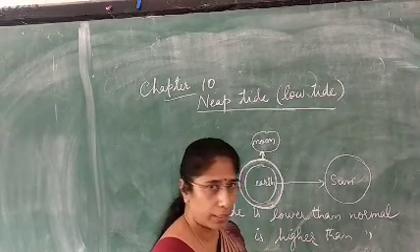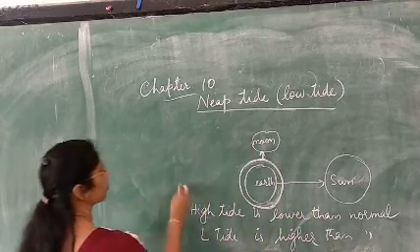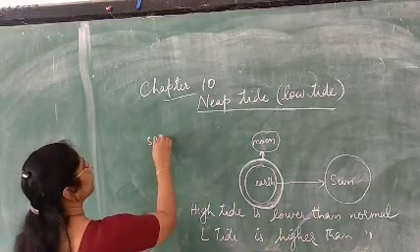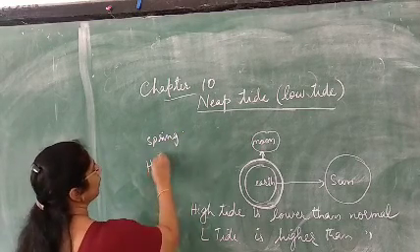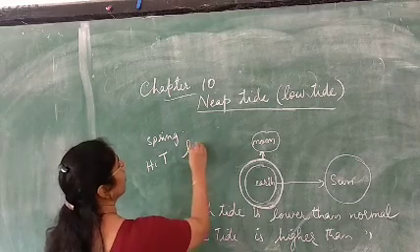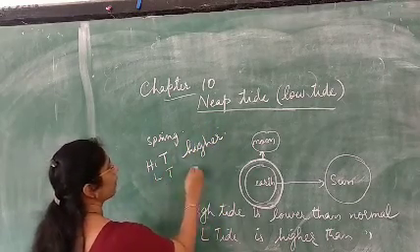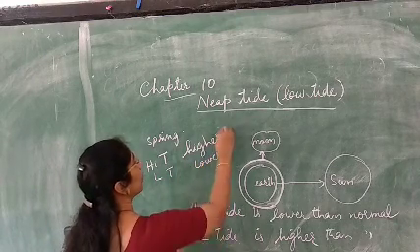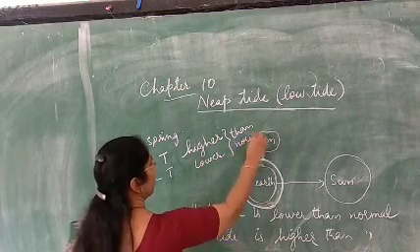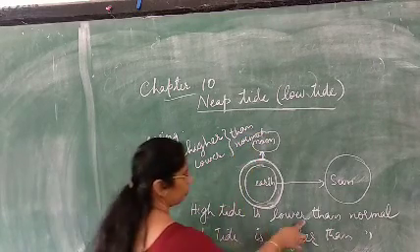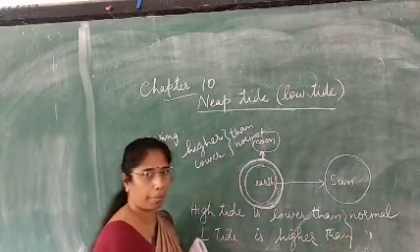In the previous video, spring tide. What is spring tide? In spring tide it is just the opposite. In spring tide, high tide becomes higher and low tide becomes lower than the normal. Here, high tide is lower and low tide is higher than the normal. That is the difference.